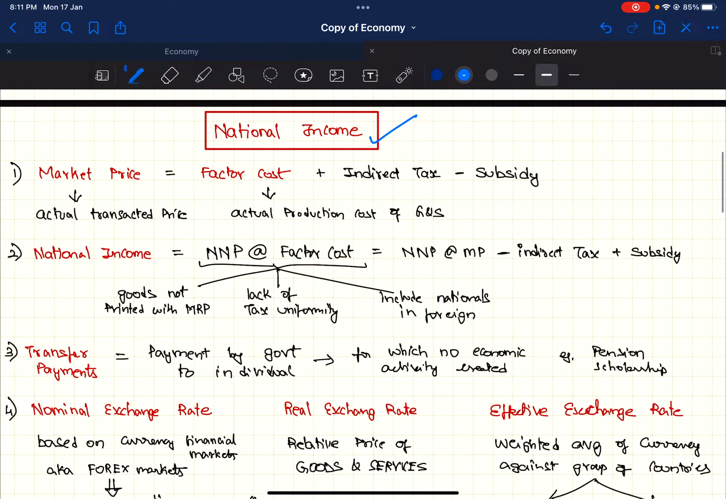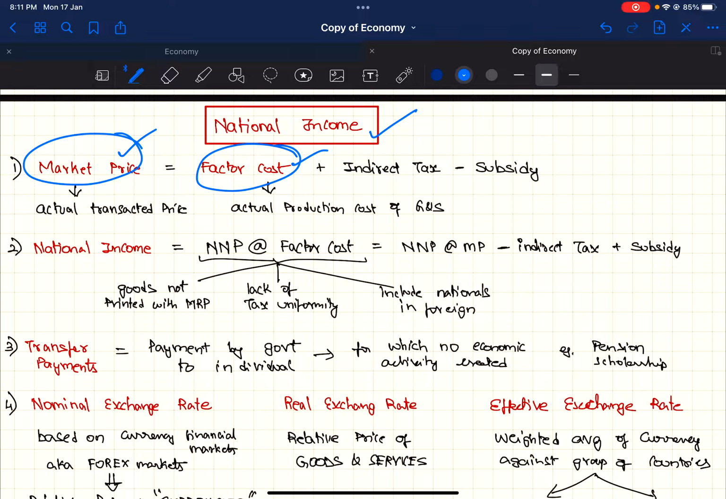Now national income, market price and factor cost. Factor cost is how much it costs to make a product, and market price is how much it is actually selling for. So from the factor cost, if we subtract the subsidy and add the indirect tax, we'll get the market price.